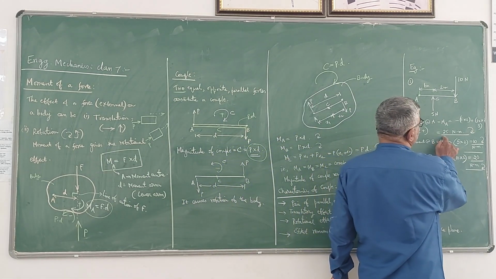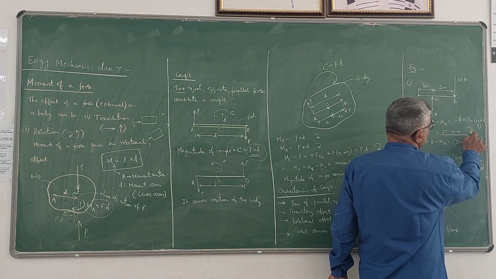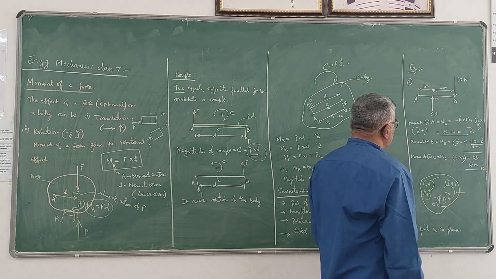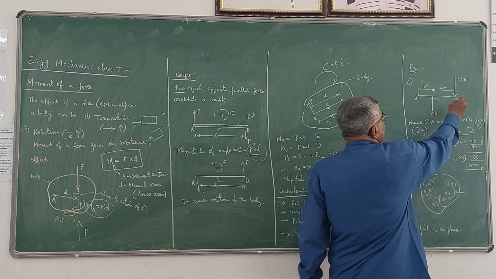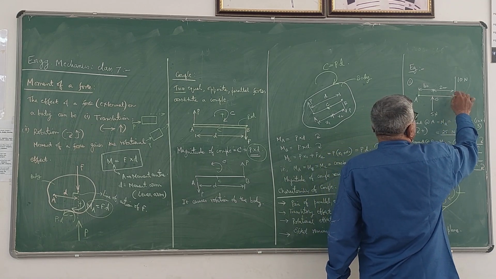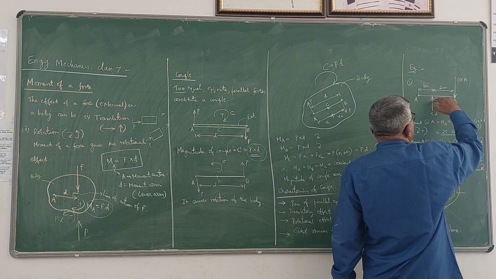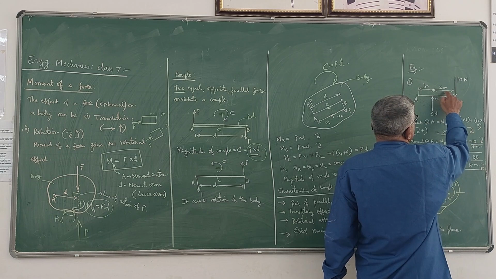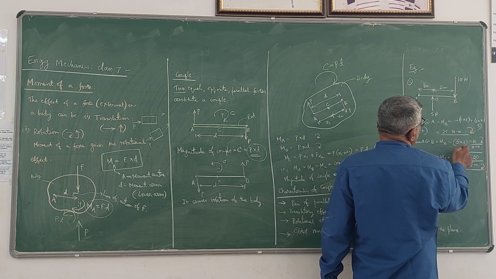So 25 is positive, therefore the net moment at A is clockwise 25 Newton meter. Similarly, moment at B, MB, here. Now I have to measure the distance from here. If you take here, the moment of this 5 Newton force will be clockwise. It will be clockwise 5 into 2. Distance is 2 meters. So it is 5 into 2.